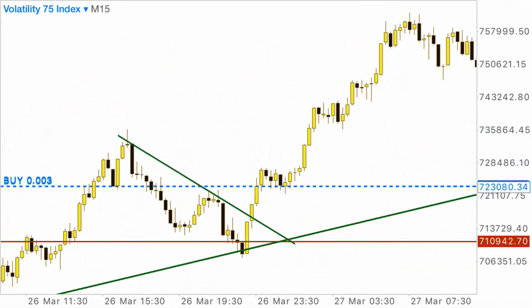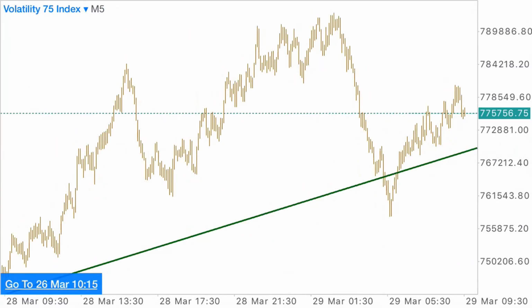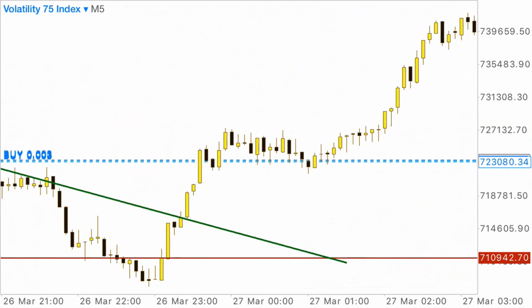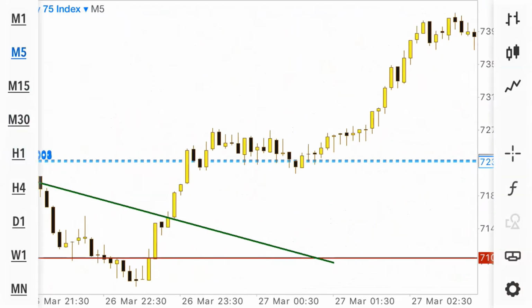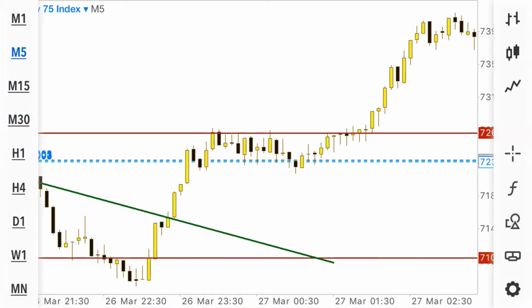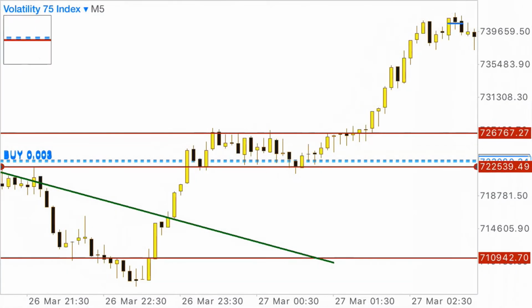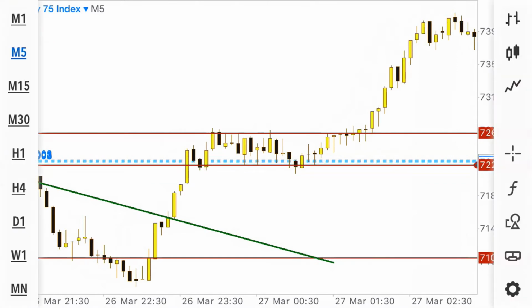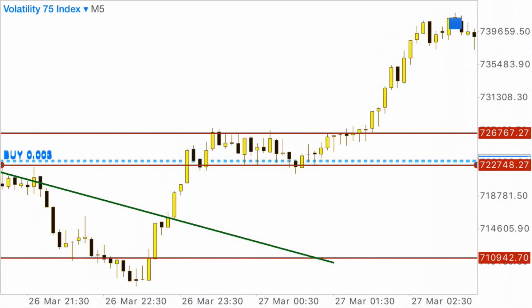let me just show you guys why exactly I took this trade, or where exactly. You see this right here, I took this from this trade right here. And then yeah, well, this is usually how I do it.